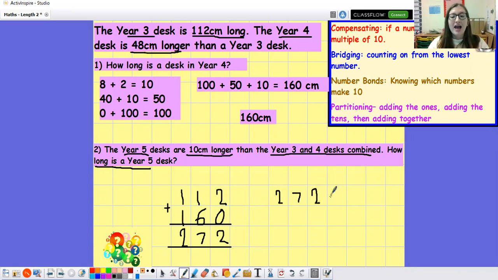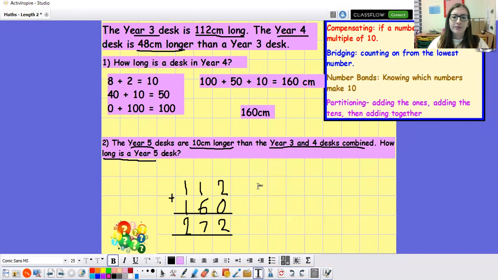So I now need to do 272 add 10. But do I need to do the column method, do you think? Should I go through all of that? No, let's not do that. Let's use my counting on. So I know that I need to do 272 add 10. So let's count on.